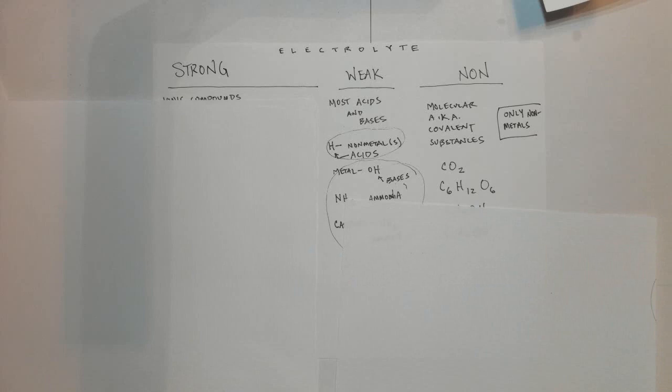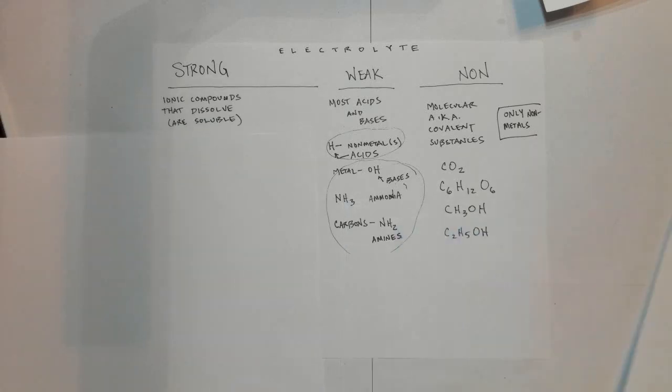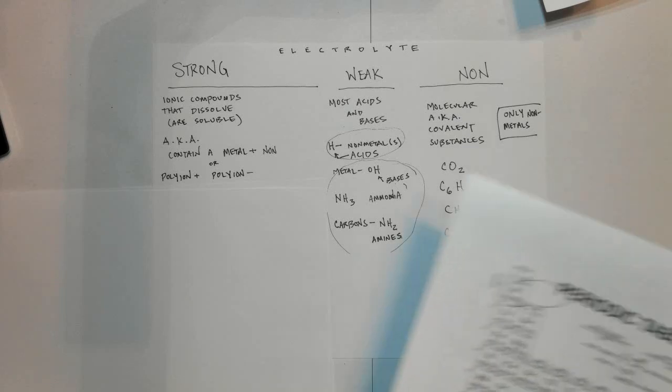Now for the strong electrolytes. The strong electrolytes have 3 categories. First of all, they contain ionic compounds that dissolve and are soluble. Ionic compounds are ones that contain a metal and a nonmetal, or a polyatomic ion and a polyatomic ion. You learned how to name and write formulas for these back in Chapter 2.